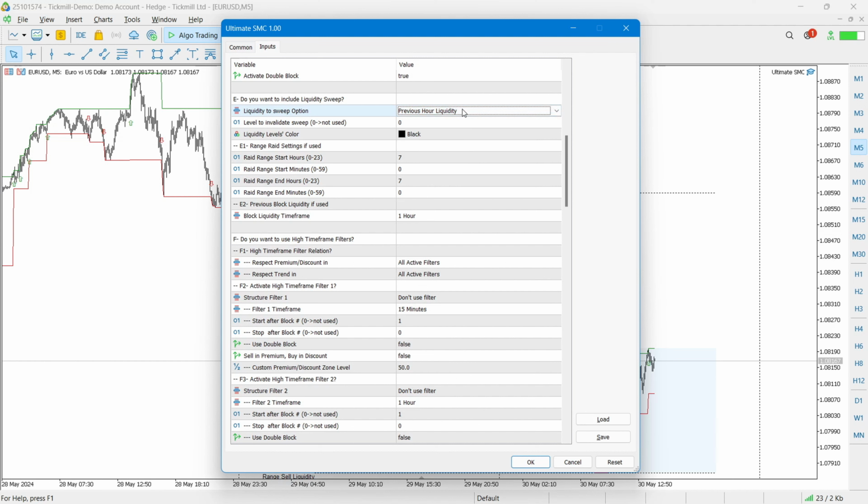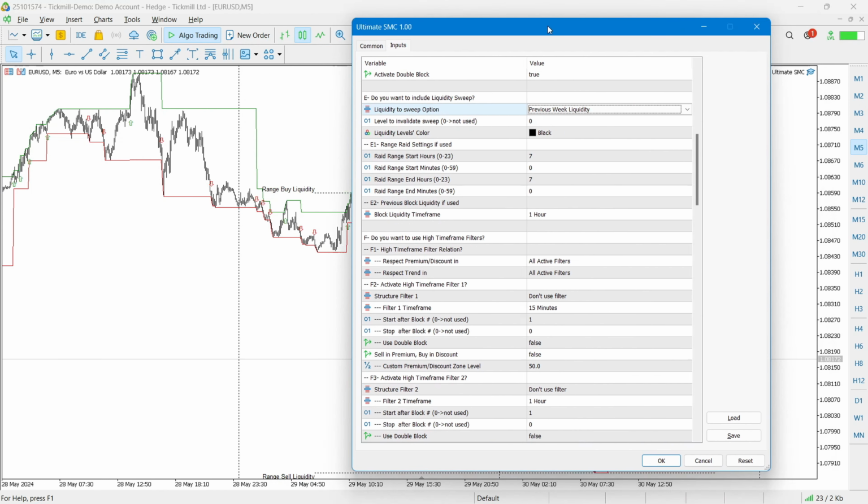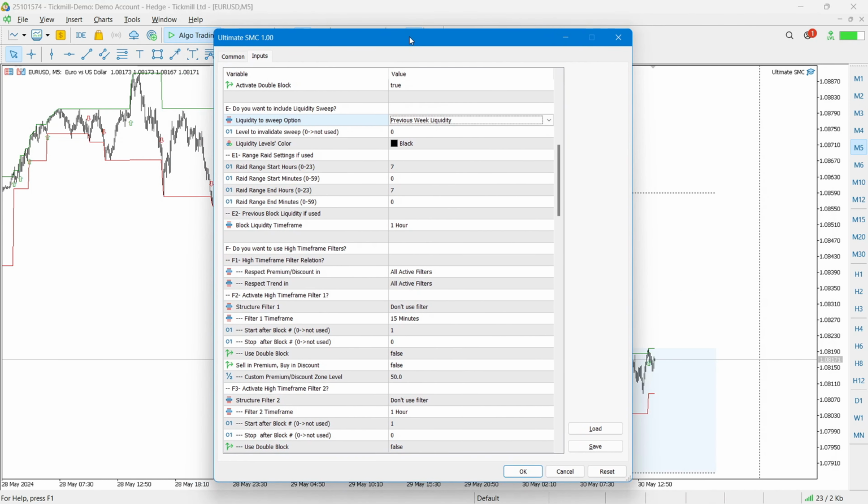We can simply go for the previous hour high and low, the previous day high and low, the previous week high and low, and finally we can opt for the block liquidity, so previous block liquidity, which is based on the structure block indicator that you can see behind on the screen. So let's start giving some examples, but before going there, let me just finish the parts E1 and E2 of the configuration, and we'll jump to examples on the screen.